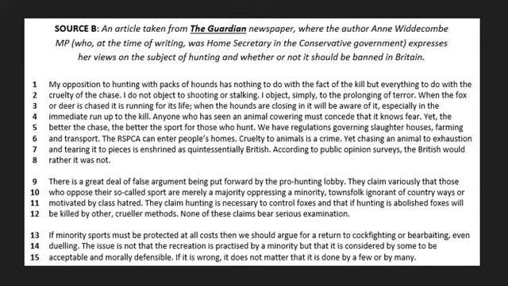Okay, so now spend some time reading through source B. This is taken from the Guardian newspaper, where Anne Widdecombe, who's an MP, who at the time of writing was the Home Secretary in the Conservative government, expresses her views on the subject of hunting and whether or not it should be banned in Britain. So you've got this on Google Classroom, so have a little read through.